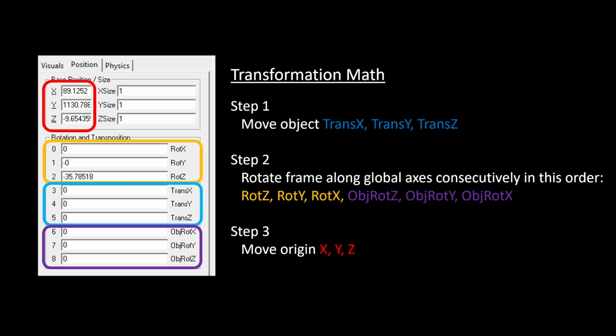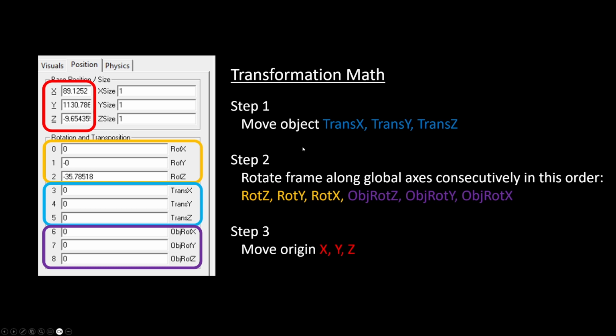And order matters when doing these transformations. So step one is the trans X, trans Y, and trans Z position transformations are applied. So this is moving the object within its own frame by a certain amount in each direction. The order in which you apply trans X, trans Y, and trans Z doesn't matter. It's kind of like moving forward and moving to the right. That's the same as moving to the right and moving forward. You end up in the same position.